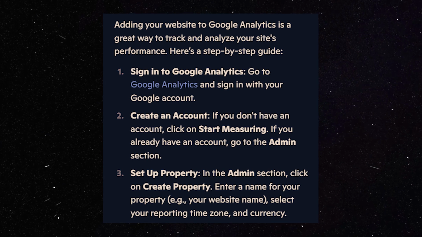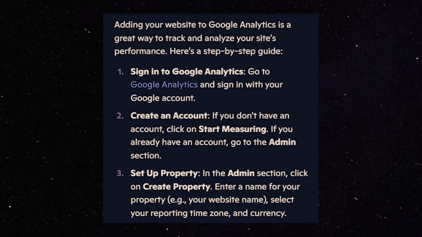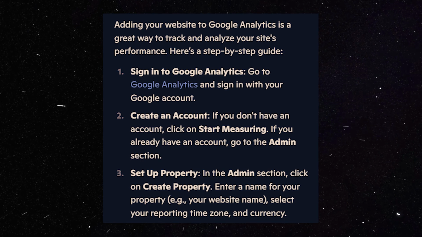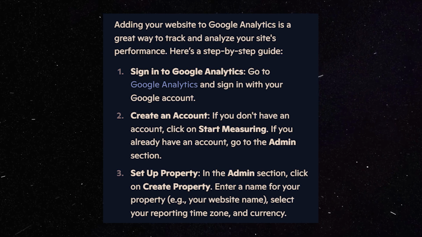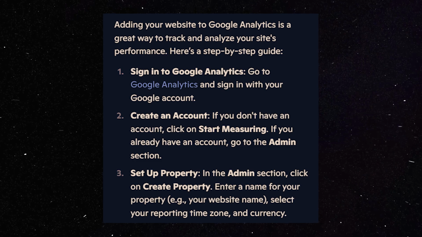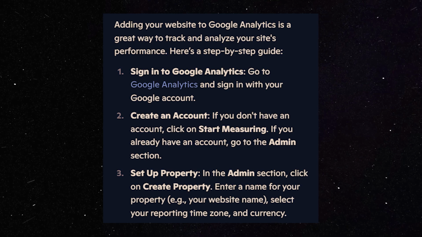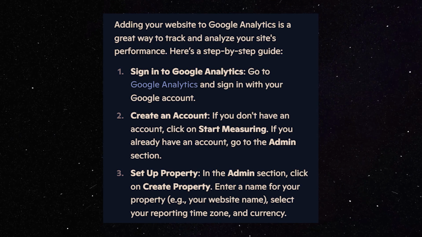First of all, sign in to your Google Analytics. Then create an account. If you don't have an account, click on Start Measuring. If you already have an account, go to the Admin section. In the Admin section, click on Create Property. Enter a name for your property, then select your reporting time zone and currency.